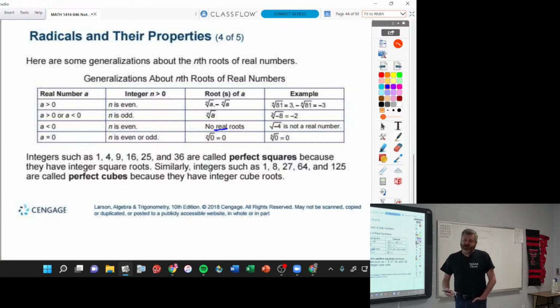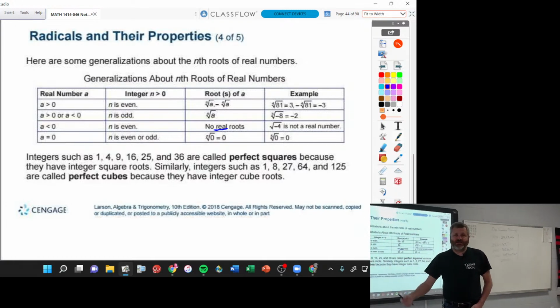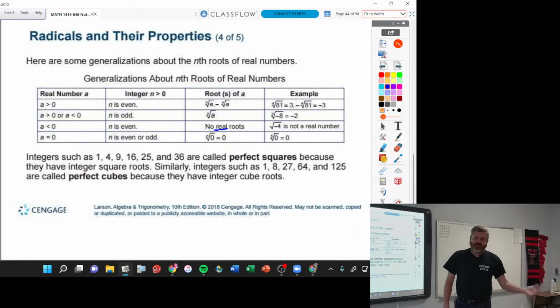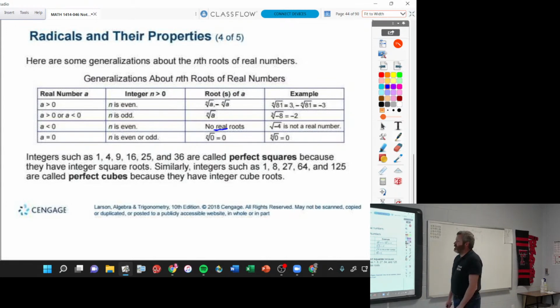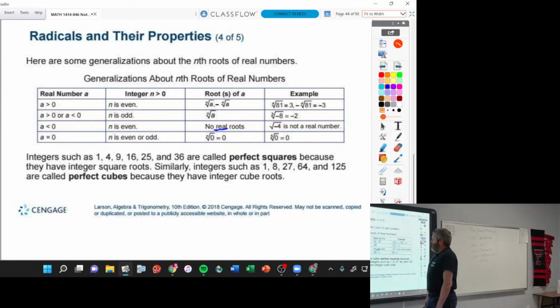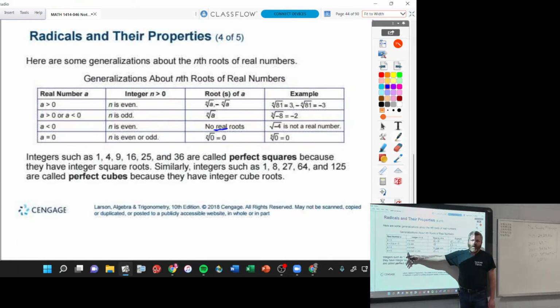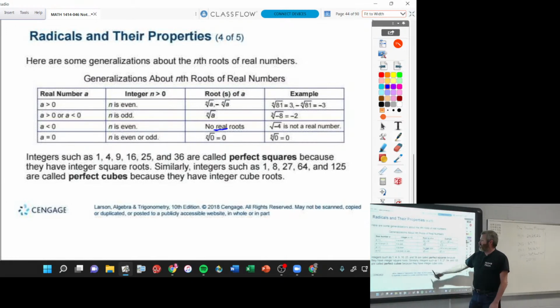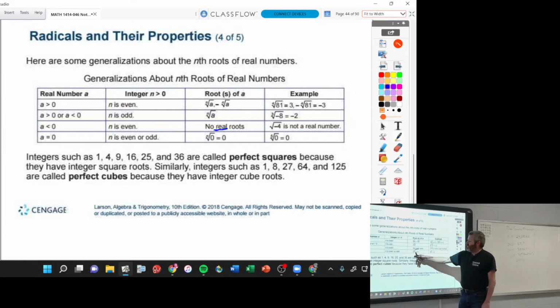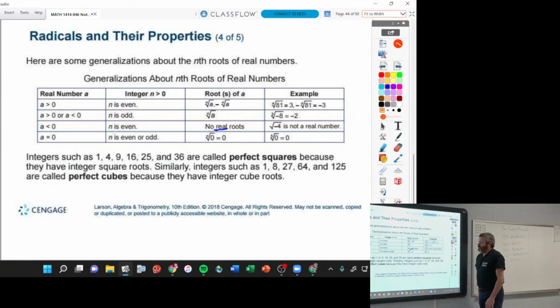Because two positive numbers multiplied together give a positive, and two negatives multiplied together give a positive. I cannot find two real numbers that are exactly the same and multiply them together to get a negative. If a is 0, I don't care what n is, it doesn't matter. The nth root of 0 is 0. The fifth root of 0 is 0.